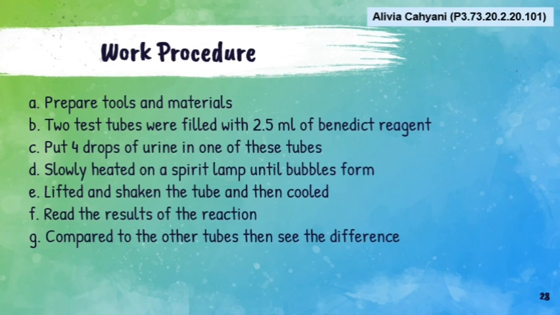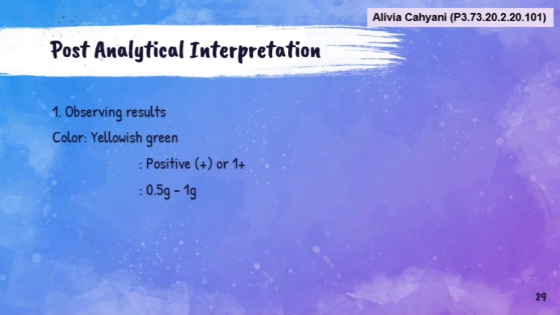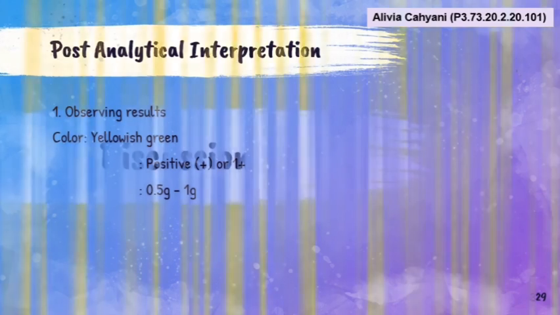D. Slowly heat on a spirit lamp until bubbles form. E. Lift and shake the tube, then cool it. F. Read the result of the reaction. G. Compare it to the other tube, then see the difference. Post-analytical interpretation. 1. Observing the result. Color yellowish green: positive, or 1 plus, 0.5 gram until 1 gram.